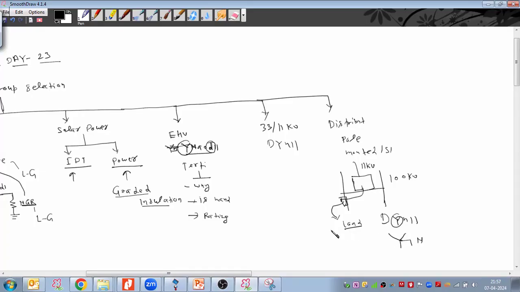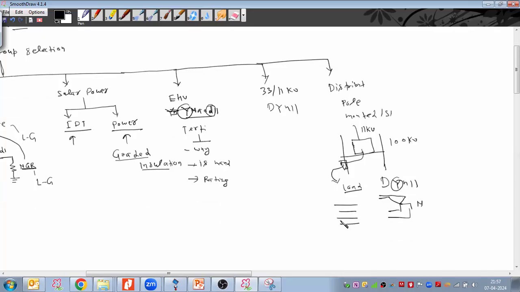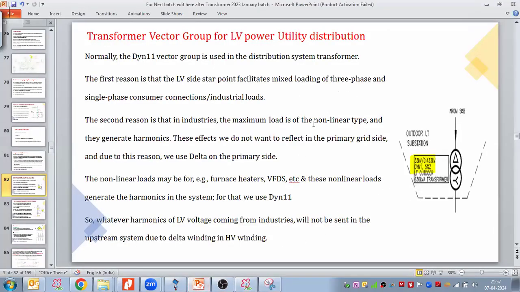So here we have the three-phase four-wire system: R, Y, B phases and then neutral also. So we have the choice whether we feed the three-phase load or the single-phase load as well, like R, Y, B and then neutral. So single-phase loads also we can feed here. It provides this facility by using the star, for single-phase consumers.